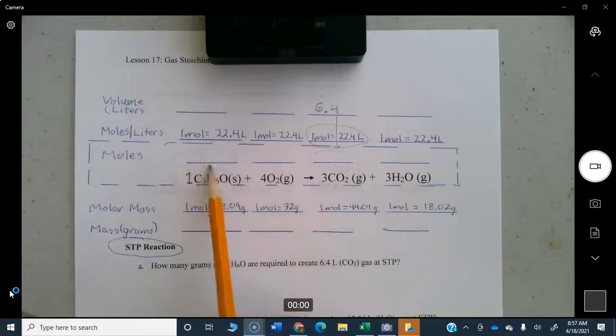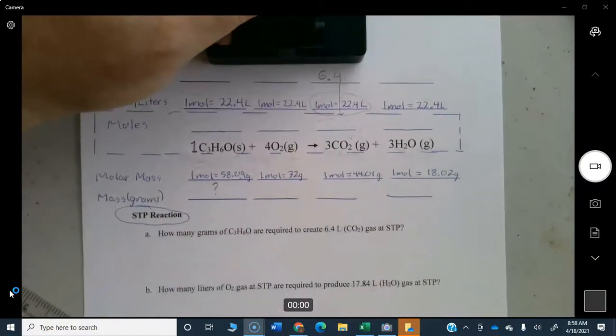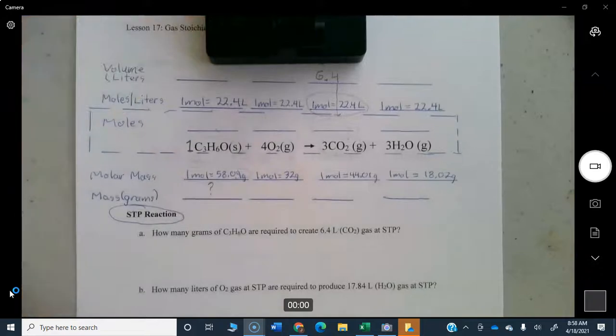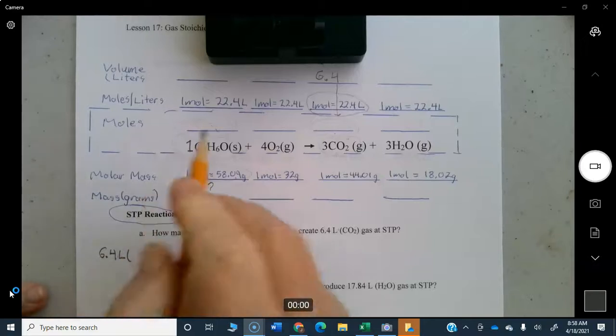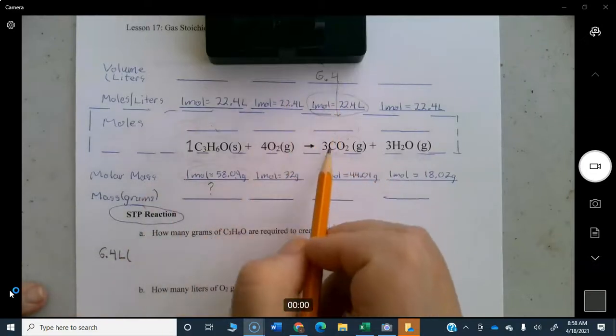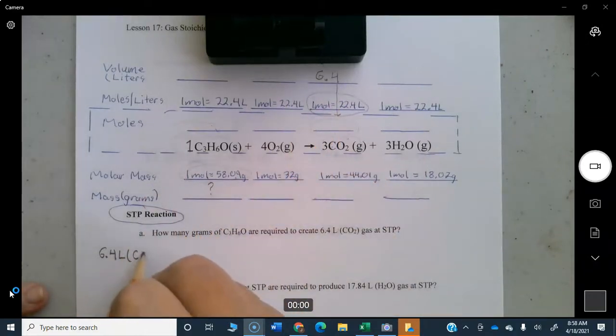And then once you're sitting in this box here, you need to come out to here using the molar mass. Again, one of these is going to be over the other, all right? So let's set that up here. We're going to start with 6.4 liters. And again, even though you don't write it here, it is CO2. It's always the unit of measure and what the substance is.